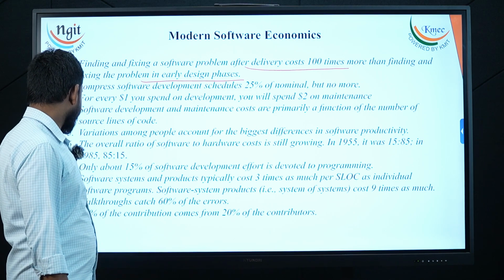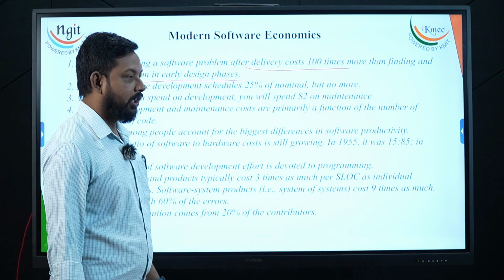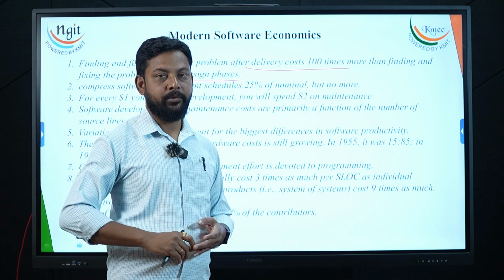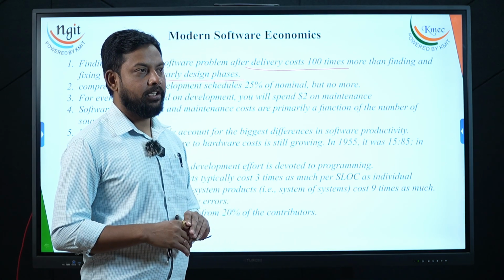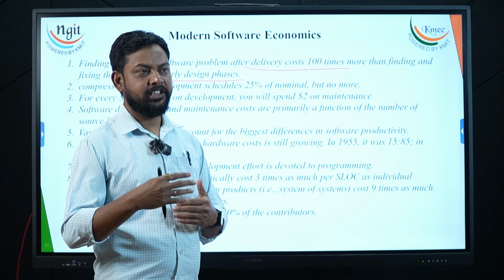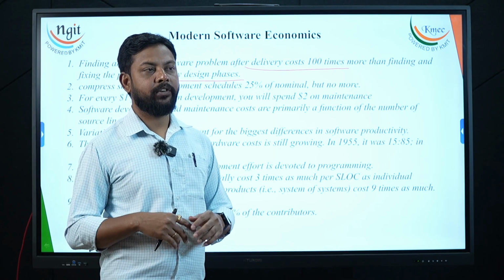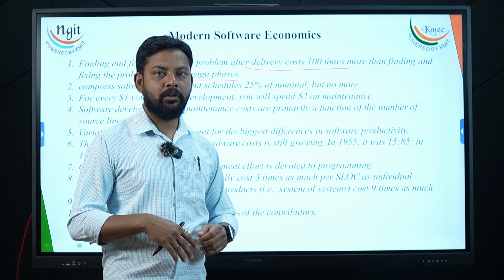And last, 80% of your contribution comes from only 20% of your contributors. So the major part of the contribution to your software development is taken only from 20% of the people who are working on your project.